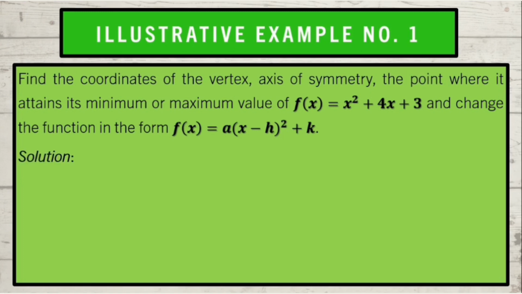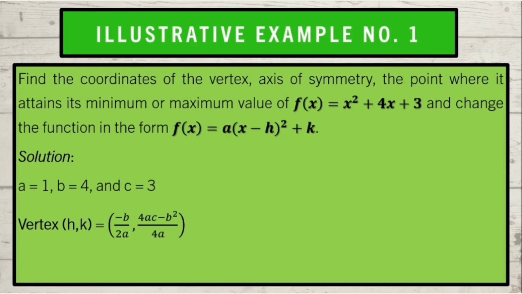To find the vertex, identify first the values of a, b, and c. The value of a is 1, b is 4, and c is 3. To find the vertex, use the formula for h and k. To find the value of h, we have negative b divided by 2a.